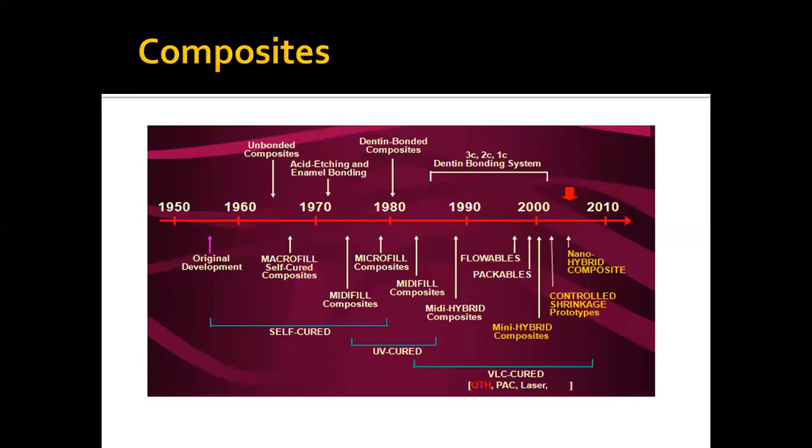Then in 1997 they came out with flowables. In 1999 they were packables. Then 2001 or 2002 they came out with mini hybrid composites. Then 2003 they came with controlled shrinkage prototypes, with a lesser amount of shrinkage in the composites. And then around 2004 or 5 they came out with nano hybrid composites. So over the years, down the lane of 60 to 70 years, the composites have developed. They've been improving the composites regarding shrinkage, because when composites were initially discovered, they had a lot of curing shrinkage because it was a resin.